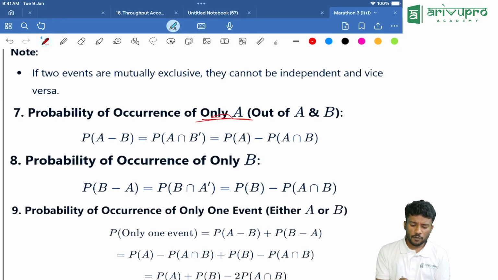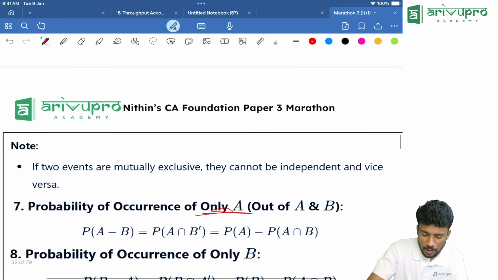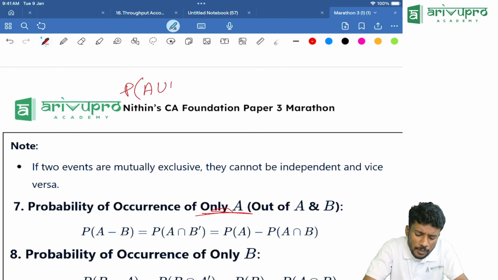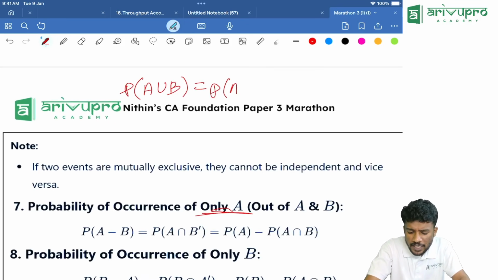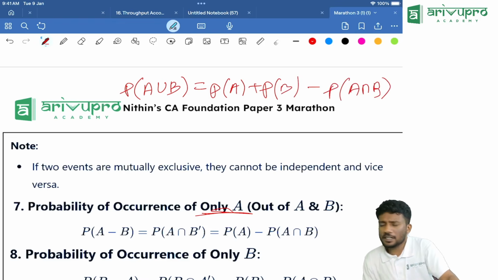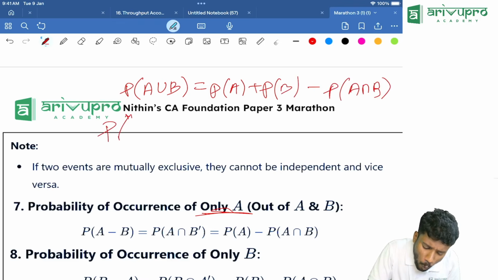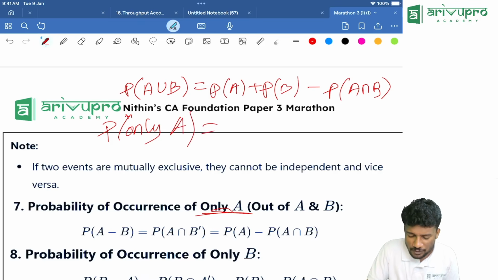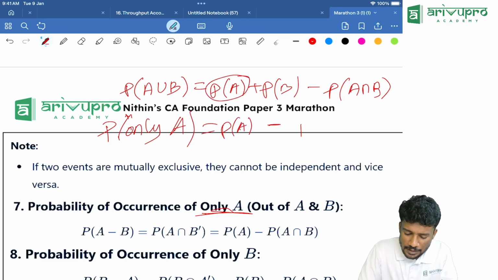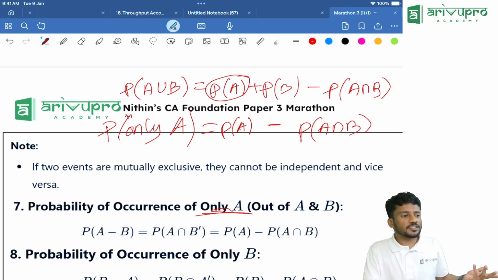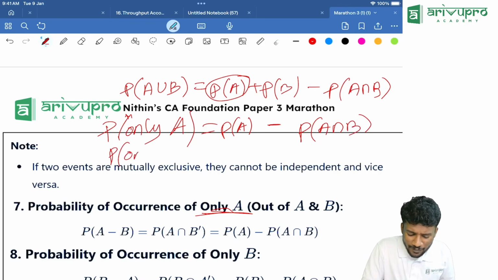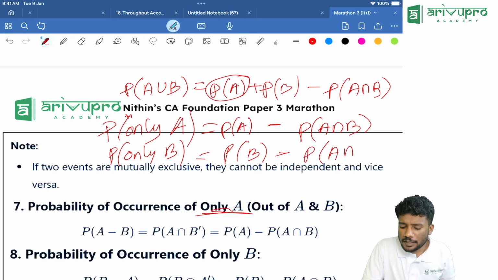Probability of occurrence of only A. What is the trick I told you that day to remember this? We know the general formula of P of A union B: P of A plus P of B minus P of A intersection B. Whenever I say P of only A, we will only write the terms containing A. So P of A minus P of A intersection B. Then whenever I write P of only B, what will you say? P of B minus P of A intersection B.